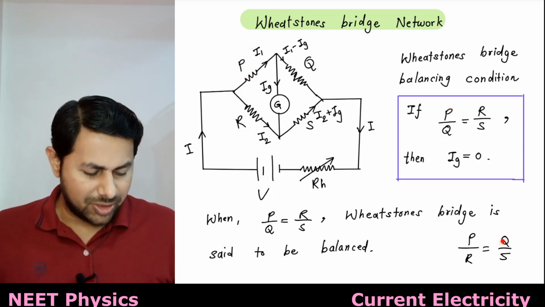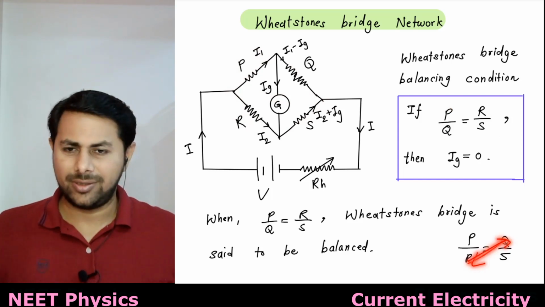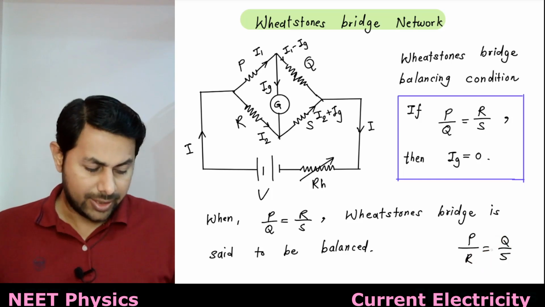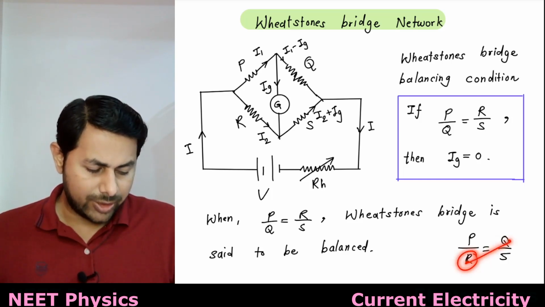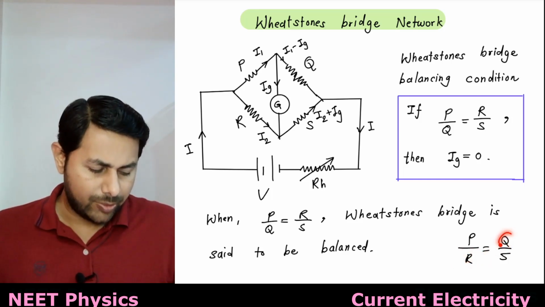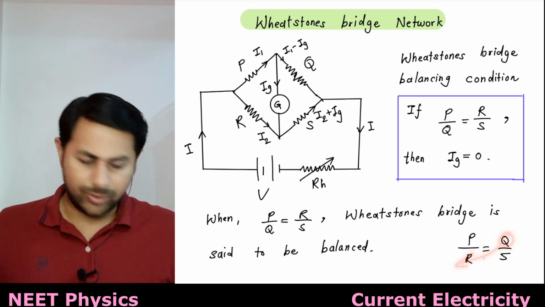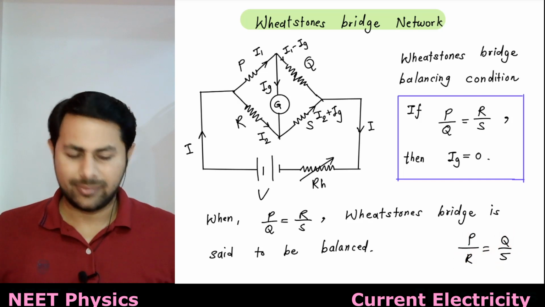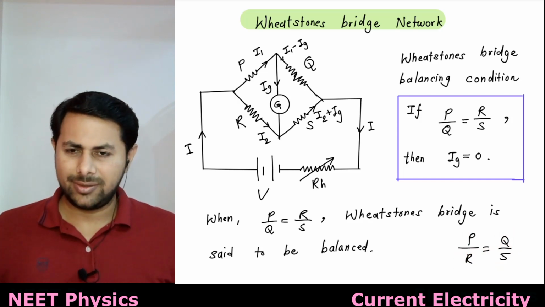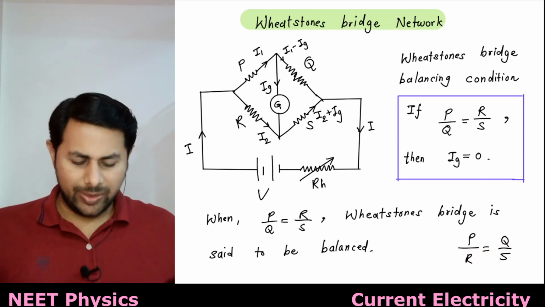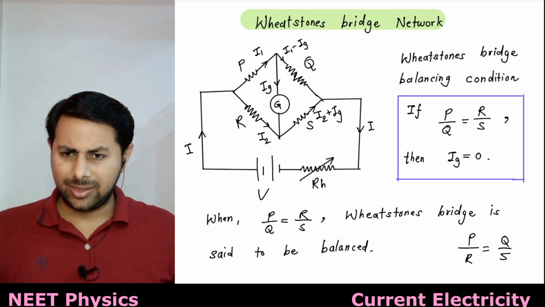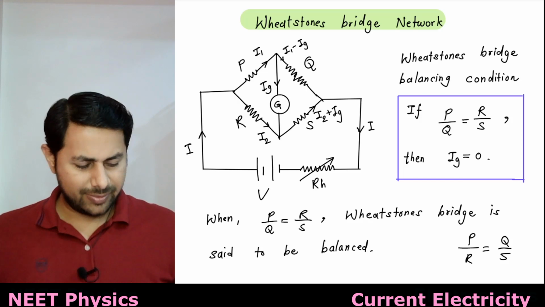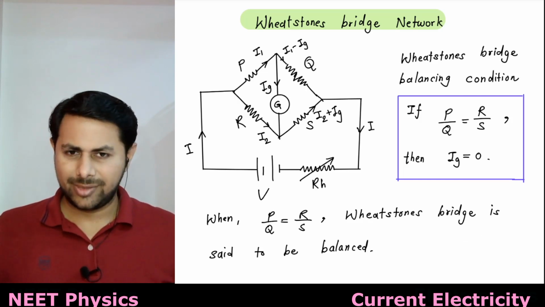How? Just move this Q on this side, R on this side. You can do that interchanging. This R, if you move on this side, it will go to the numerator. If you move this Q on this side, it will go to the denominator. So it's the same as P by Q is equal to R by S. Is this thing clear? So even if you interchange the galvanometer, the bridge will work and the balancing condition will be the same. This is the answer.